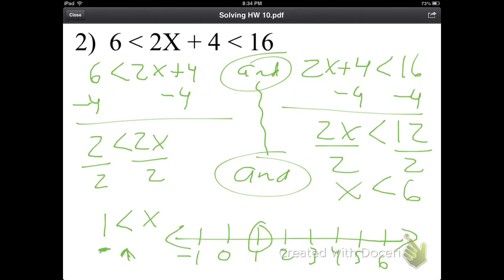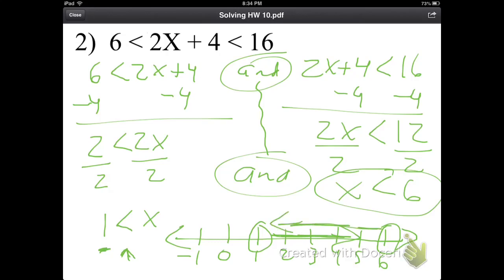We need to be careful with which way we're graphing. This says 1 is less than x, so we need to shade the numbers that 1 is less than. Well, that's anything to the right of 1, so we're going to shade to the right. Shading right means x needs to be bigger than 1 in order for 1 to be less than x. Let's graph our right side. Here, x is less than 6. The crucial number is 6, so put a circle there. You need to shade left because x is the numbers less than 6, so we're going to shade to the left.